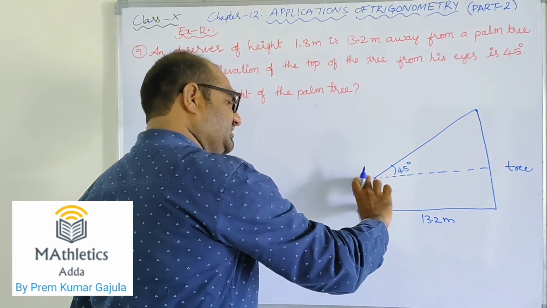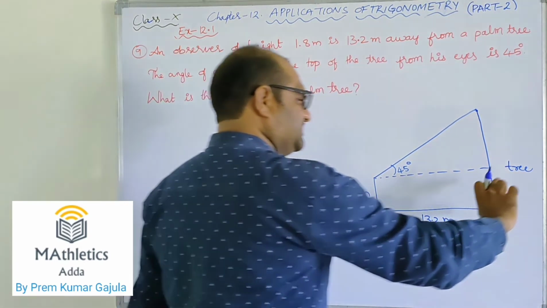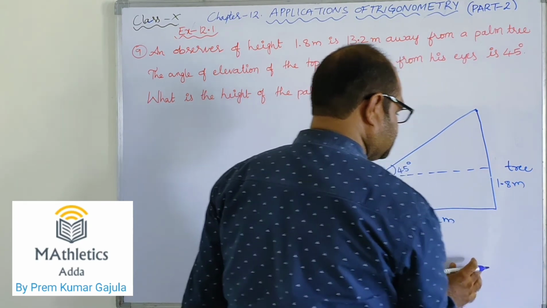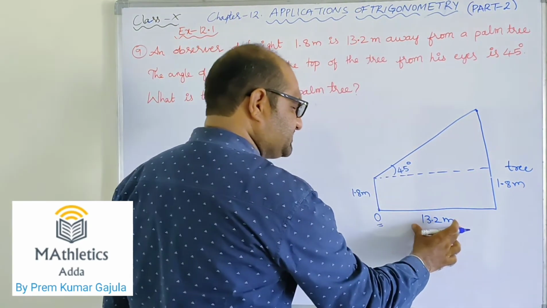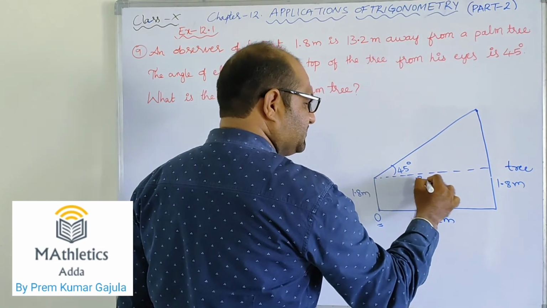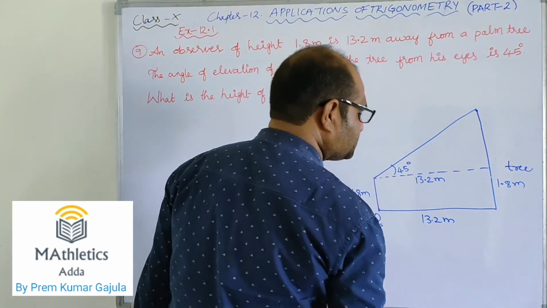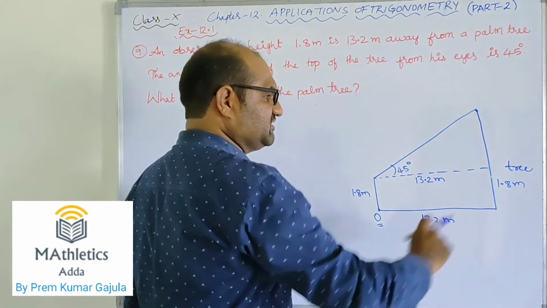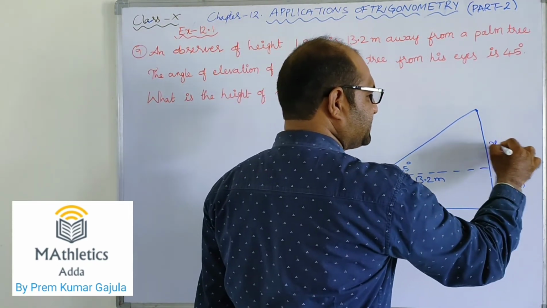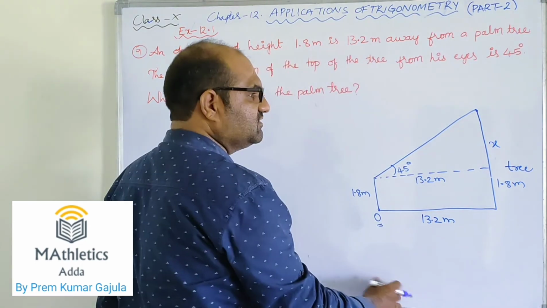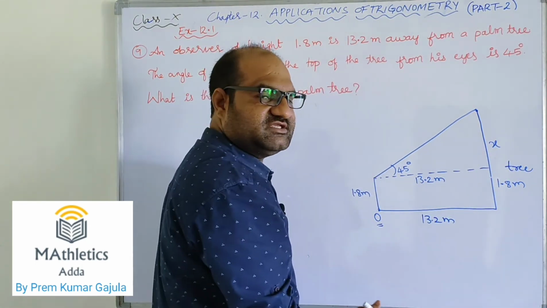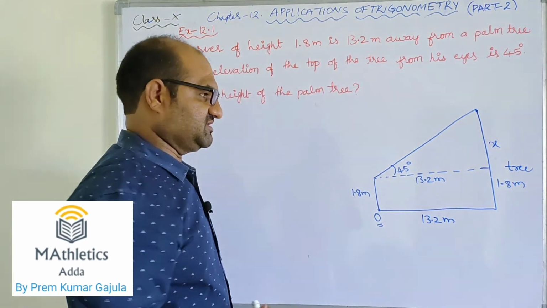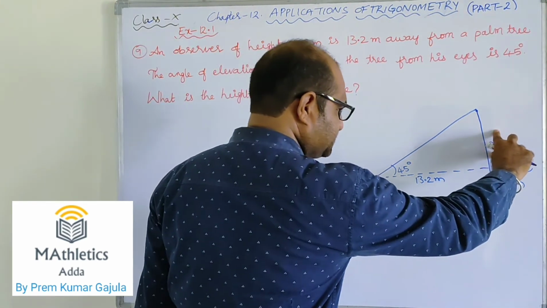So now if you observe here, if this is 1.8, then this will be also 1.8 meter. Next, if this is 13.2, then this will be also 13.2 meter. So now what we have to find, what is the height of the palm tree? We don't know this part of the tree now. Now let us take this as x. And what is the total length of the tree? X plus 1.8 will be the total length of the palm tree. So we have to first find out the x value.